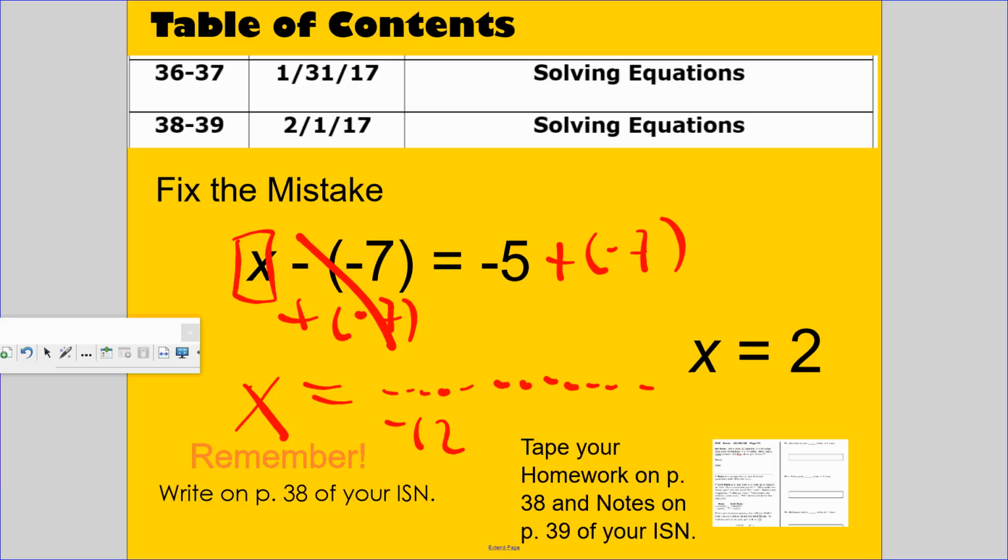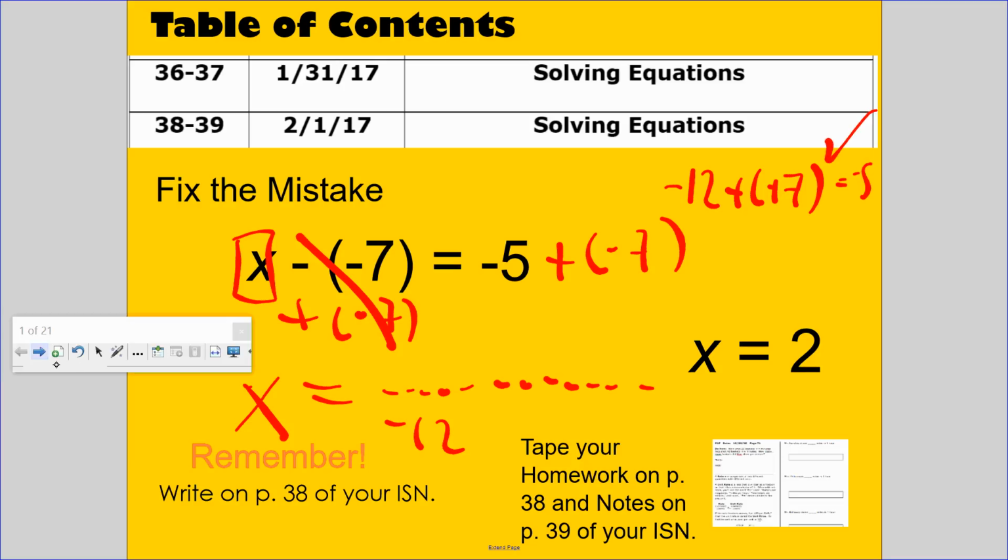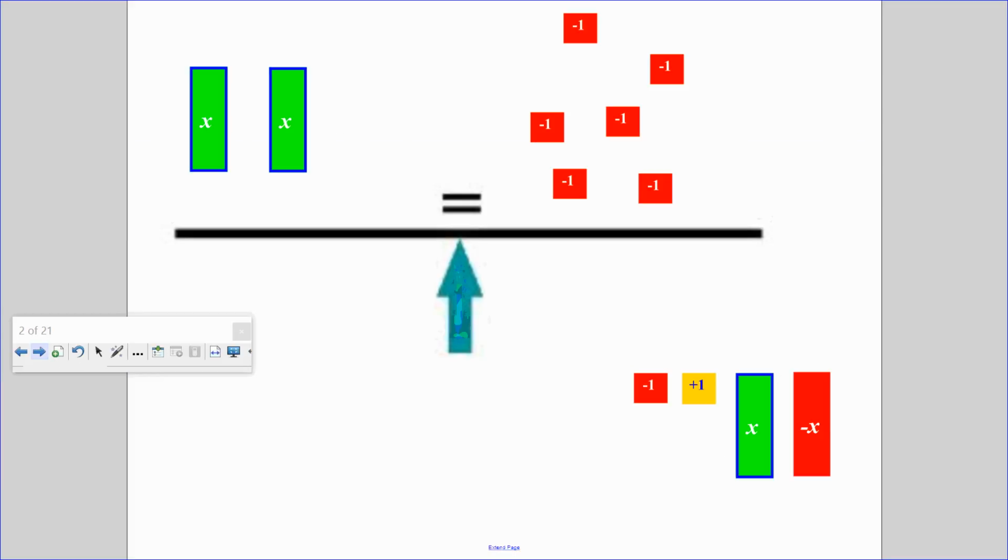Let's check our work. So I substitute the x with -12 minus -7. So you add the opposite. So 12 negatives, 7 positive, there's more negatives, so it's -5. Check mark.